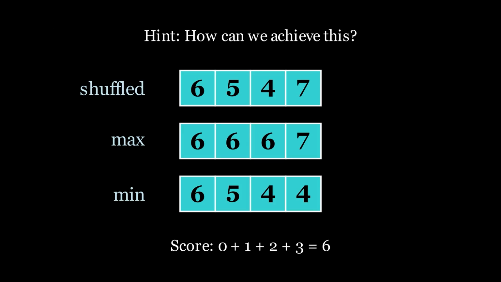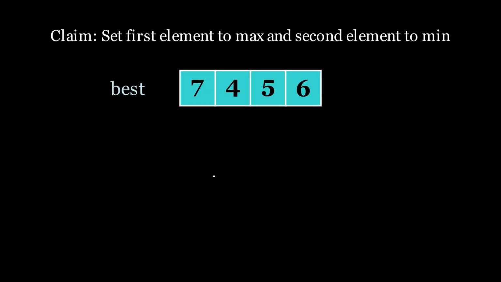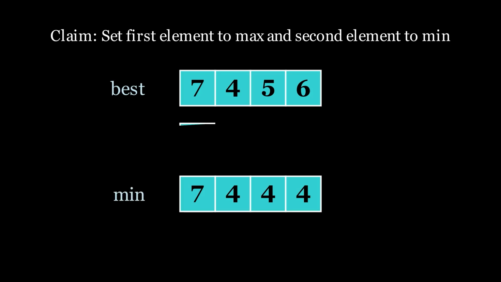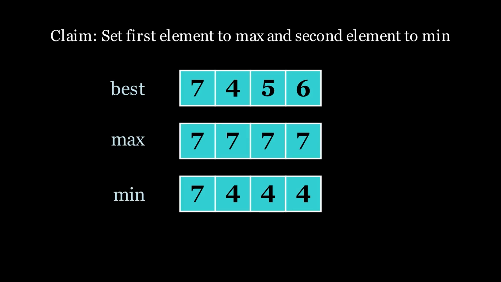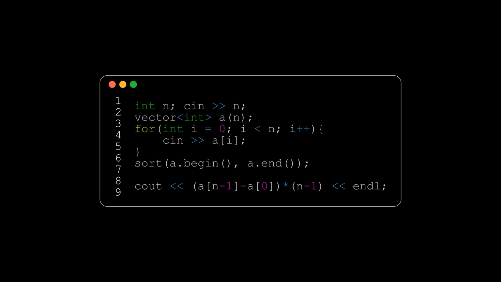Now how fast can we achieve this difference? We can achieve this in the first two elements. Just put the max element in the first index and the min element in the second index. This way the score is the max element minus the min element times n minus 1. We multiply by n minus 1 because this maximum score occurs at all the indices except the first one. For the first index, the score is always 0.